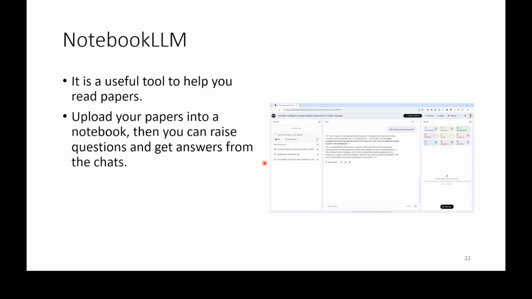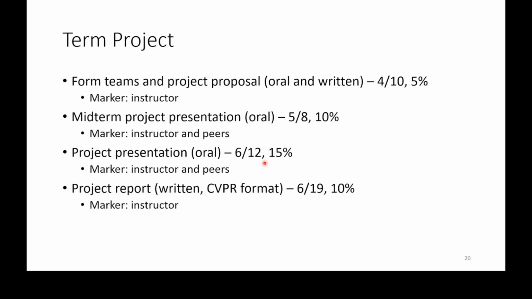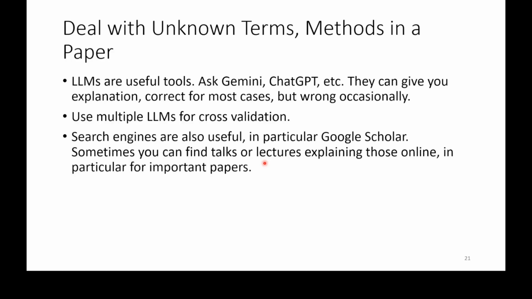All right, now let's talk about how to read the papers. First, this year we have many tools to use: large language models. If you have Gemini or ChatGPT, both of them have free versions. Also, you have the paid versions. The paid version is slightly better, no problem.